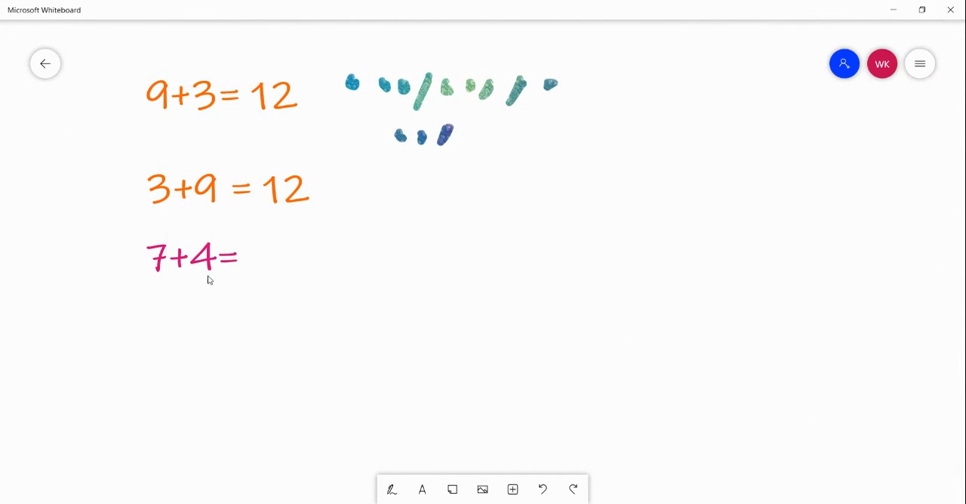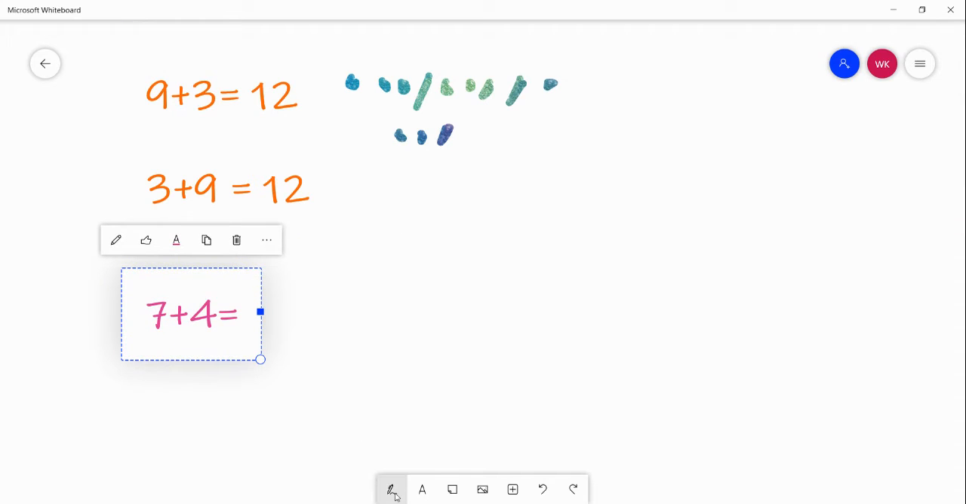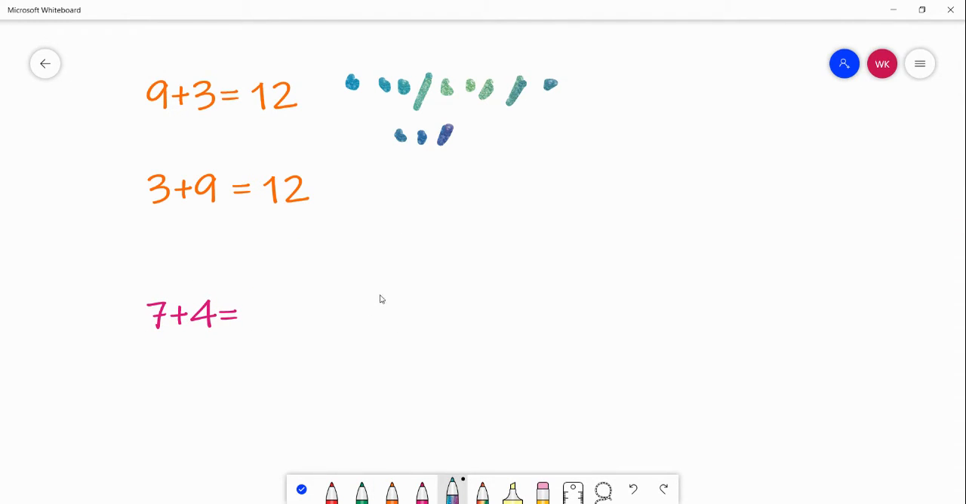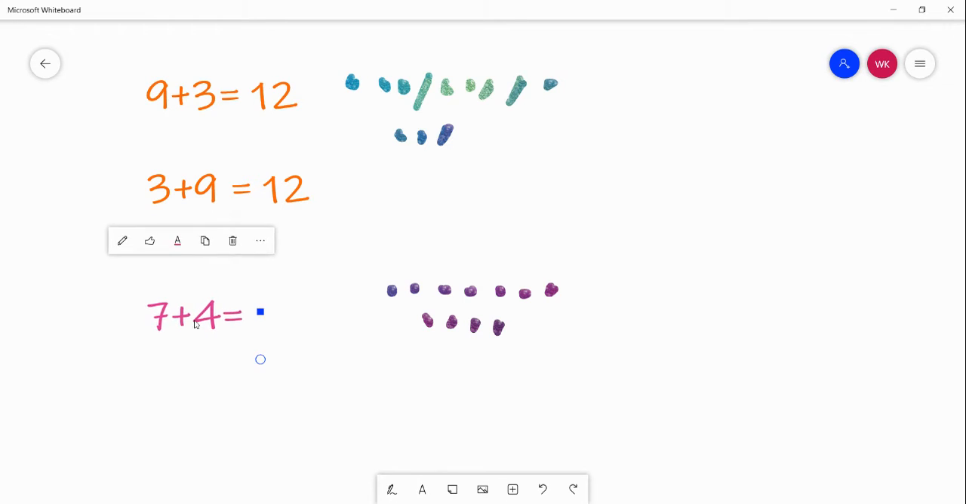Let's do one more together. I have 7 plus 4. So go ahead and draw this out with me. 1, 2, 3, 4, 5, 6, 7. Now let's draw out 4. 1, 2, 3, 4. All right, let's count them up. Ready? 1, 2, 3, 4, 5, 6, 7, 8, 9, 10, 11. So 7 plus 4 equals 11.